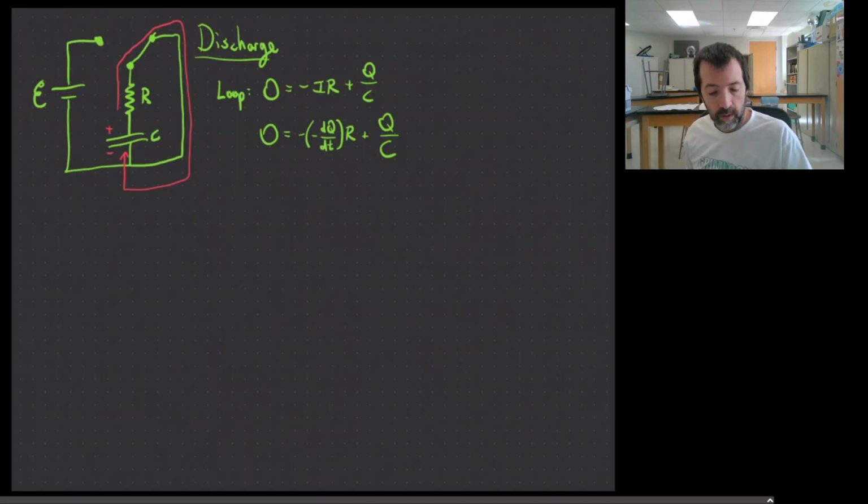So if you rearrange this and do a separation of variables, you can get it in a state that looks like dq over q. No, wait, I don't want to do separation of variables. I'm lying. I'm just going to get the dq dt by itself. dq dt is q over rc. And remember, q is a function of time.